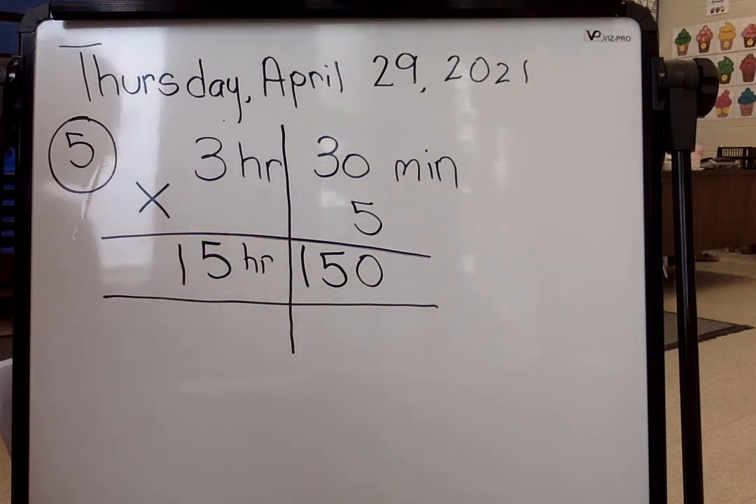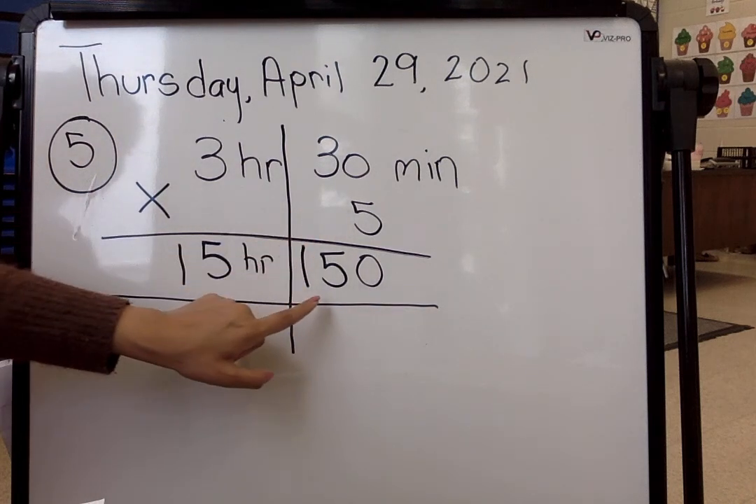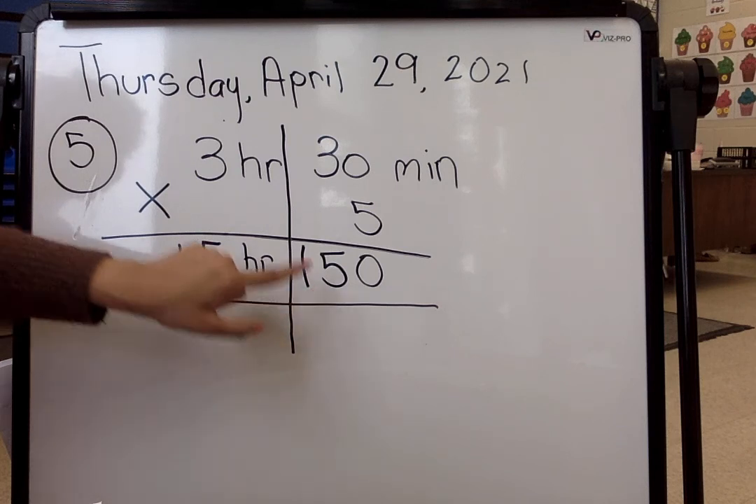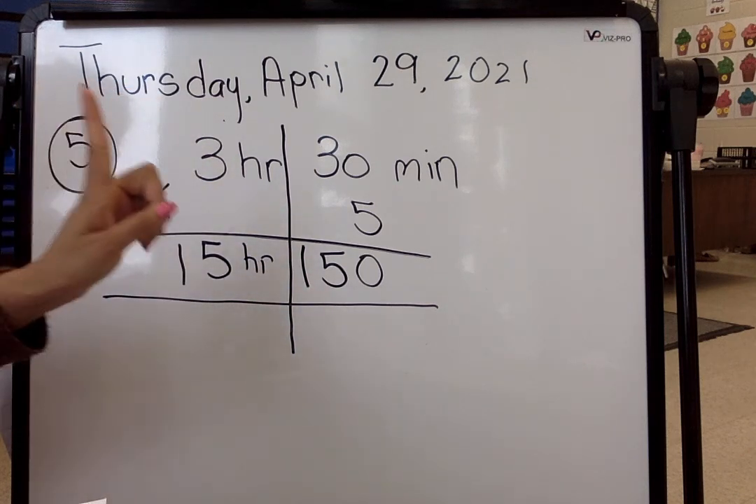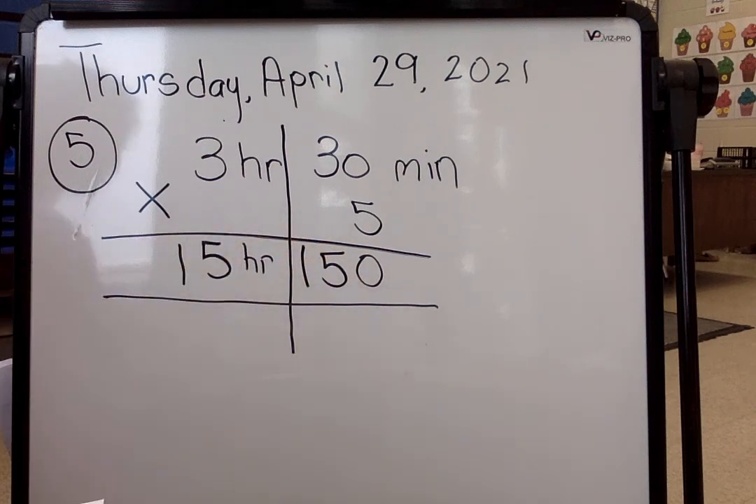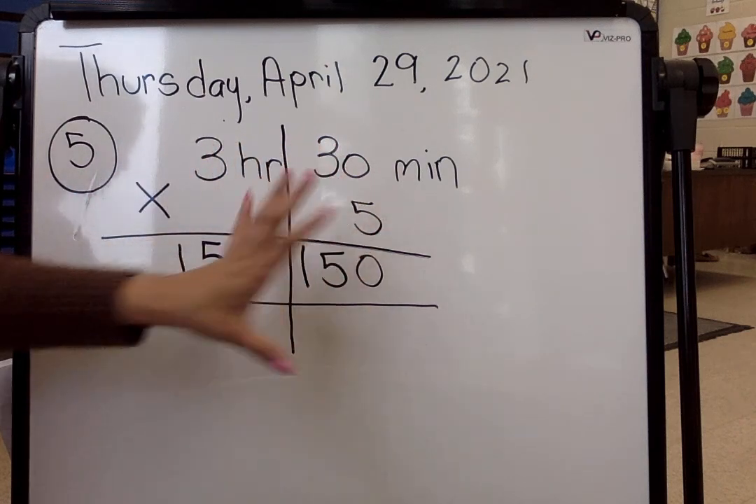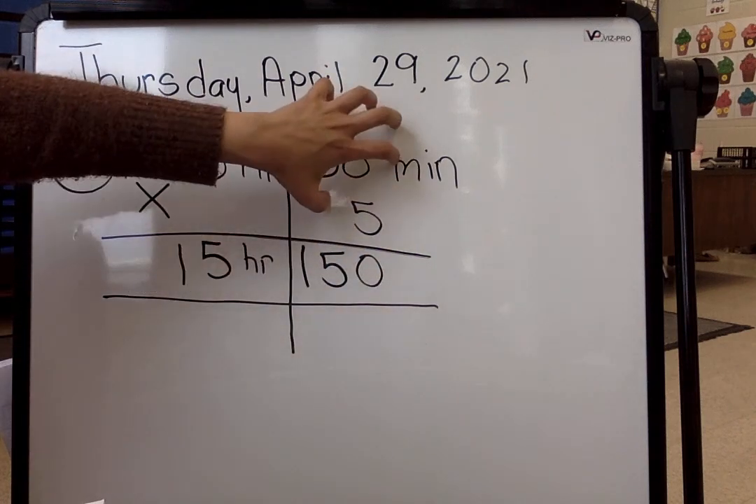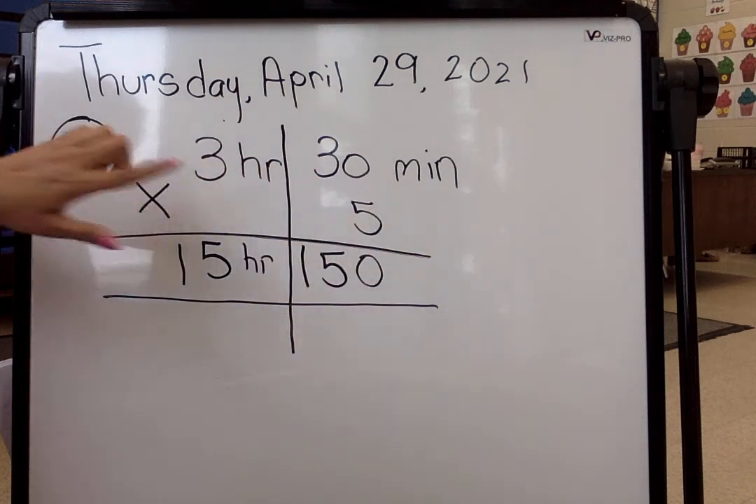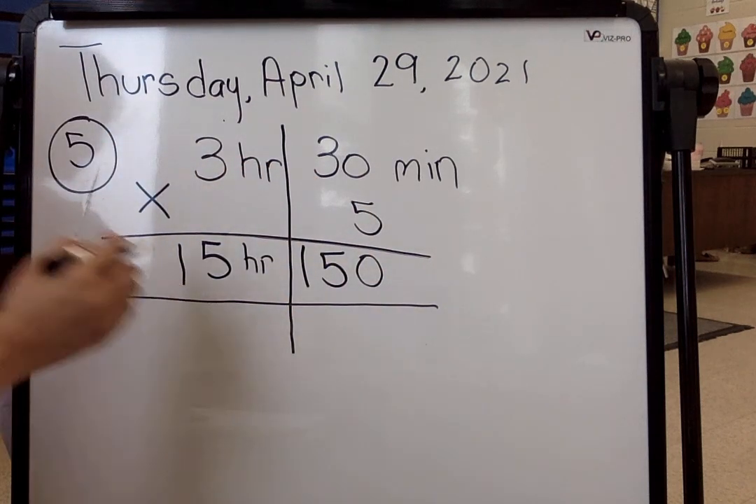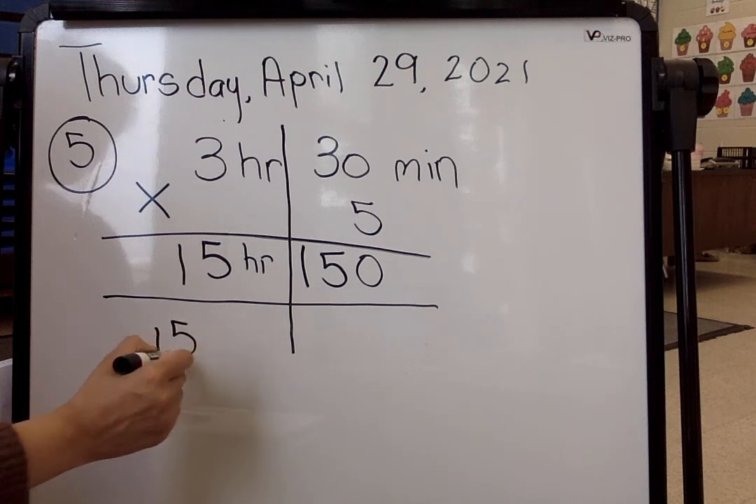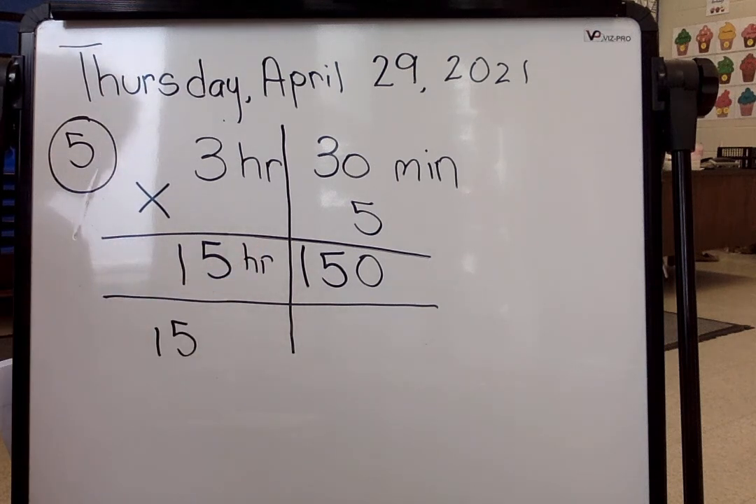I know we don't multiply this way because generally we would carry this over, but for this question we are going to do it this way. We multiply our 5 by our minutes first, then our 5 by our hours. Now we have 15 hours, but that's not the answer though.